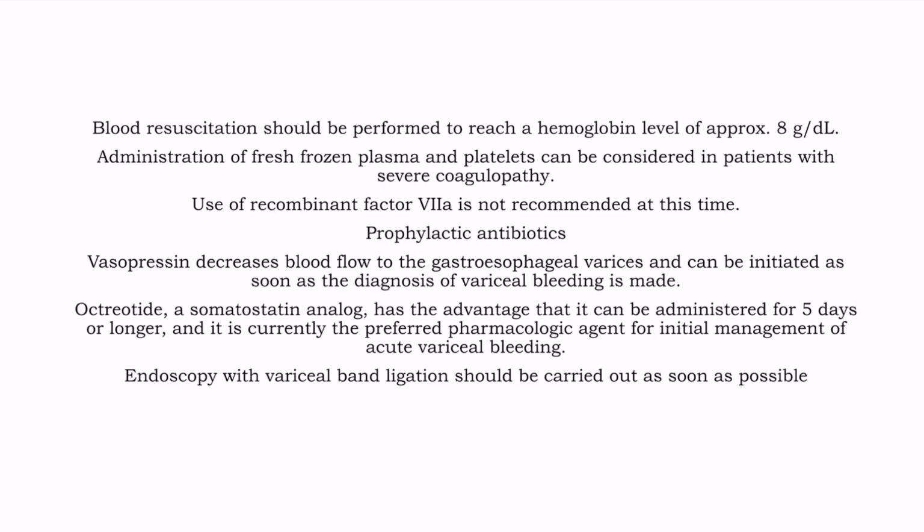How is acute variceal hemorrhage managed? Blood resuscitation should be performed to reach a hemoglobin level of approximately 7 g/dL. Administration of fresh frozen plasma and platelets can be considered in patients with severe coagulopathy. Use of recombinant factor VII is not recommended at this time. Prophylactic antibiotics must be given.